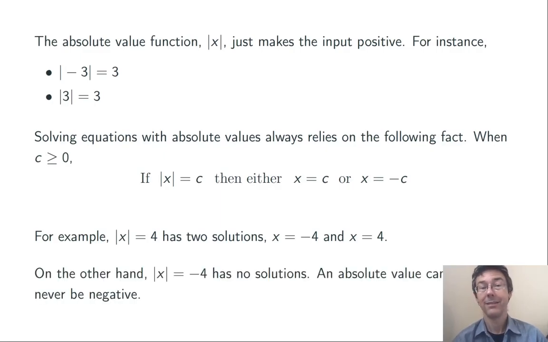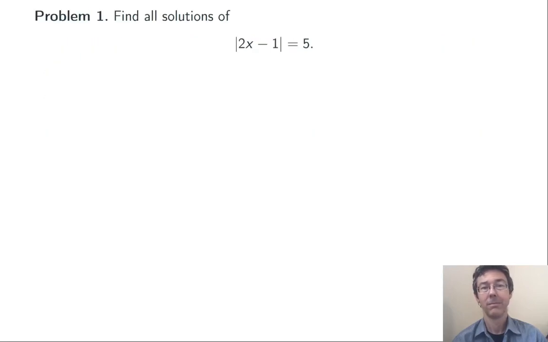But on the other hand, the absolute value of x equals -4 has no solutions. You have to be careful here. If the right-hand side is negative, but you still apply this rule, you will get answers and they will be wrong. Let's do a couple of problems.